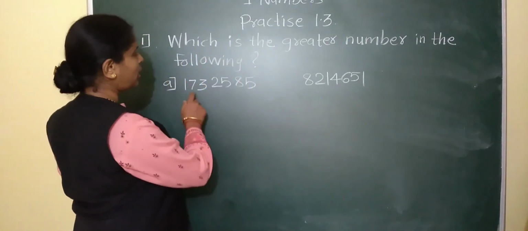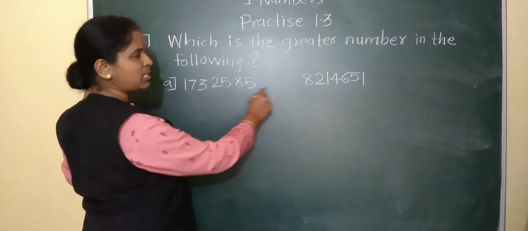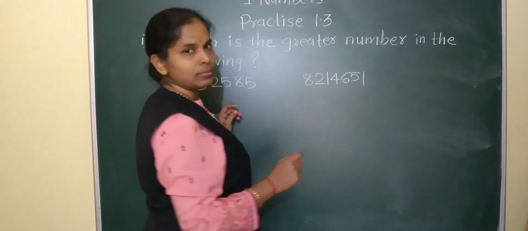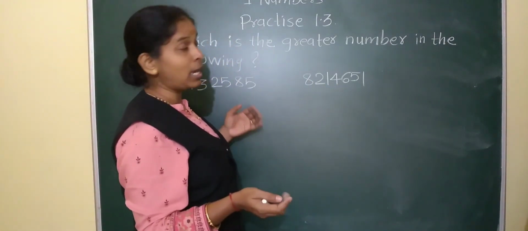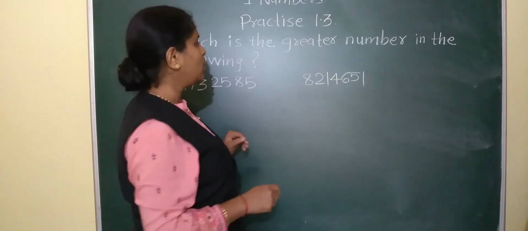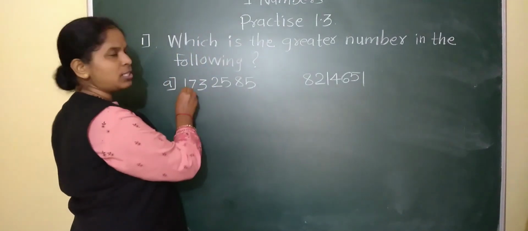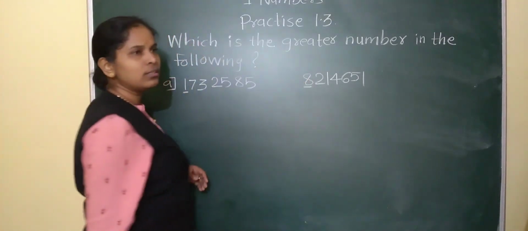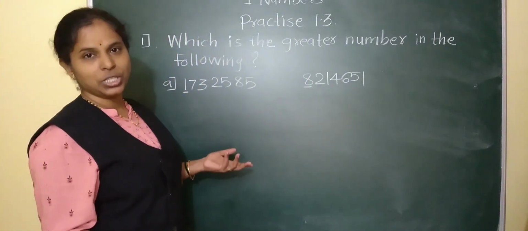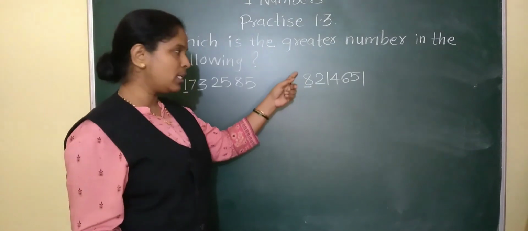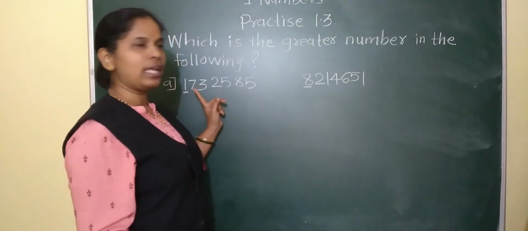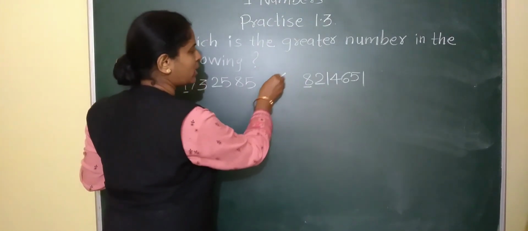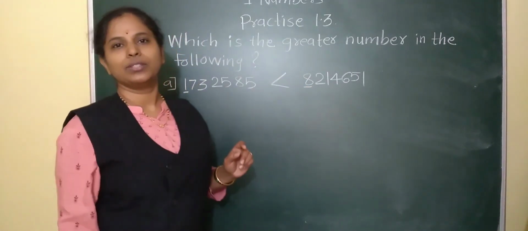Now see, here each number has 7 digits. So by counting only digits we cannot say which is greater. So we will compare the digits from the left side. We will start. Here 1 is there. Here 8 is there. Now which digit is greater? 8. So this number is greater than this number. And how to write it? In this way. Followed?